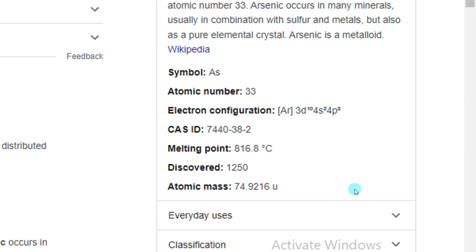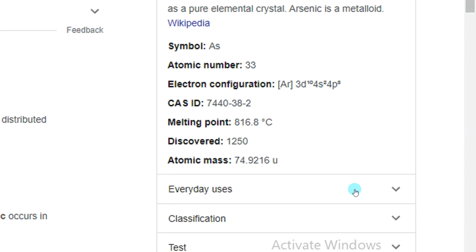This is the electronic configuration: Ar, 3d superscript 10, 4s superscript 2, 4p superscript 3, and melting point at 816.8 degrees centigrade, discovered in 1250. And if you subtract 1250 from 2023, which is going on, 11th of April 2023, it was discovered 773 years ago. Atomic mass is 74.92, right? That's enough for arsenic.